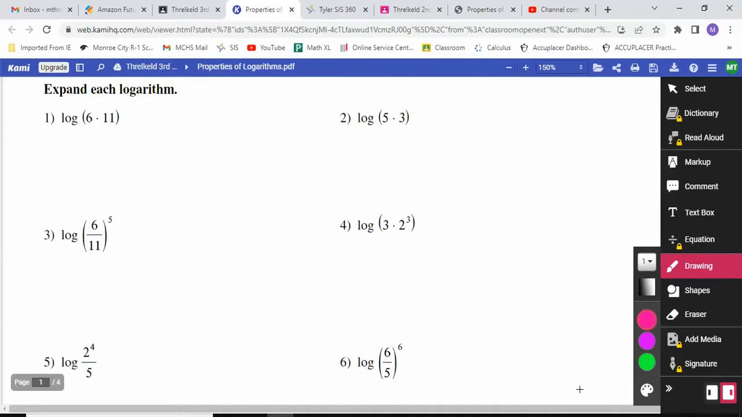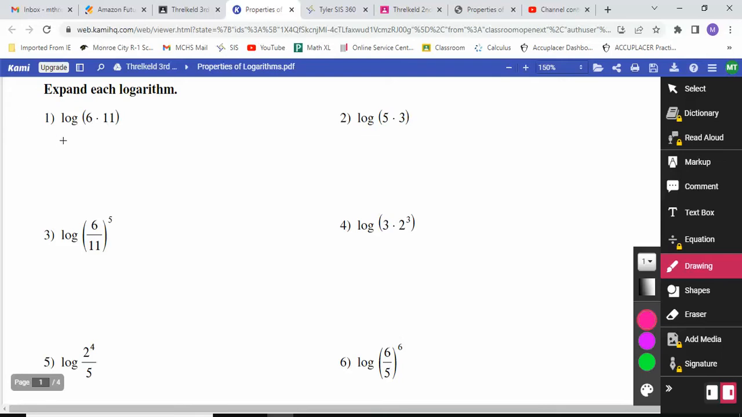Just be expand or condense. Expand meaning break all this stuff apart. Condense meaning turn it back into a single logarithm. So for the first question, anytime there's not a base written, it's understood to be a 10. It could be any base here, just to keep things simple. I did not include those.